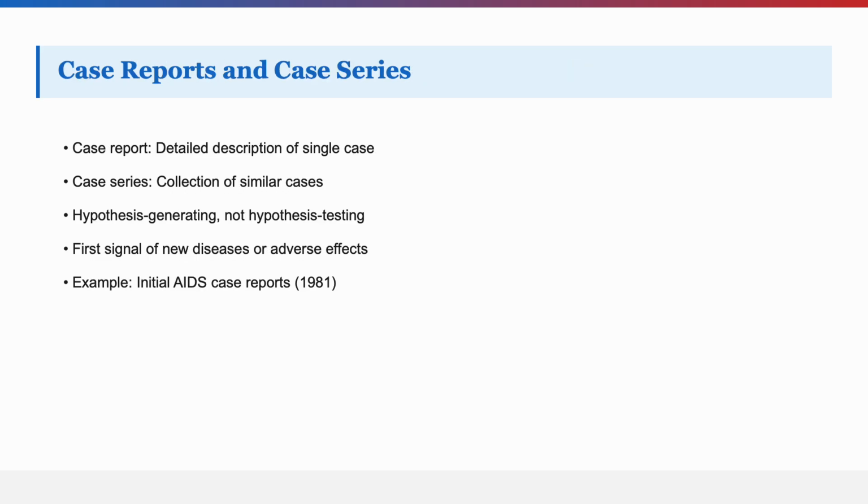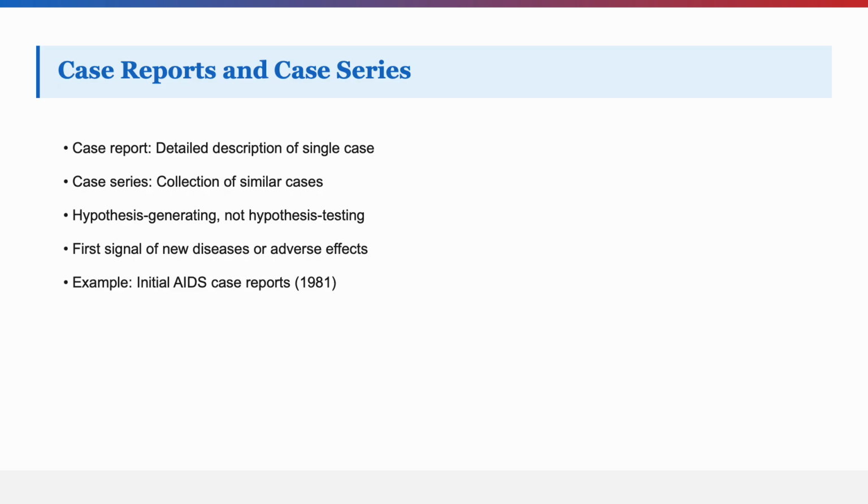The simplest form of descriptive epidemiology is the case report, a detailed description of a single patient's presentation. Case reports might seem primitive, but they've been crucial for identifying new diseases. The first description of AIDS came from a case report in 1981 describing pneumocystis pneumonia in a previously healthy gay man, a disease that simply didn't occur in immunocompetent people.